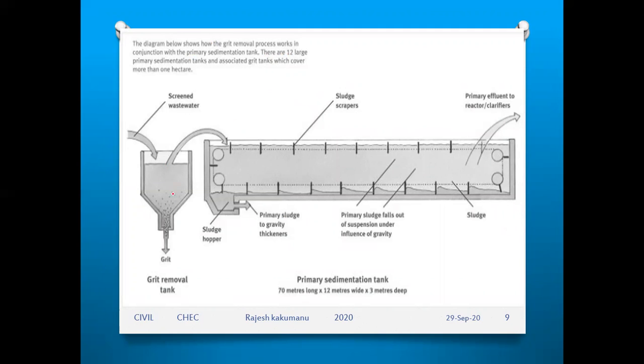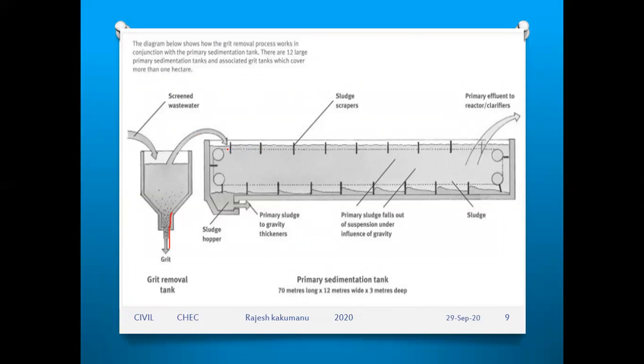If you see the real picture of a sedimentation tank, this one is a grit removal chamber where the screened water is coming from the comminutor into the grit chamber. Here the grit is coming at the bottom and going to the removal tank, and the water in the tank is going inside the primary sedimentation tank. In the primary sedimentation tank, if you see in detail, you have various sludge scrapers intended for collection of the scum material, scum. The particles below, we are calling them sludge material.